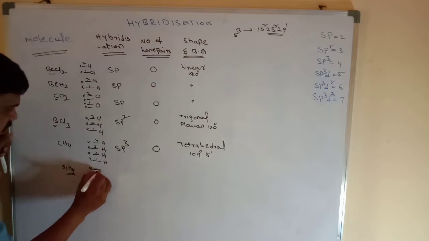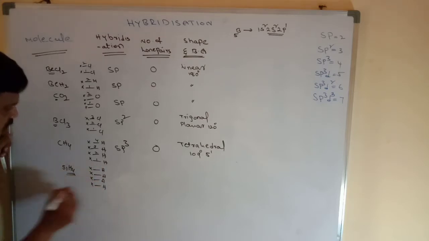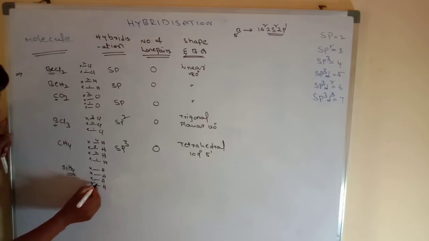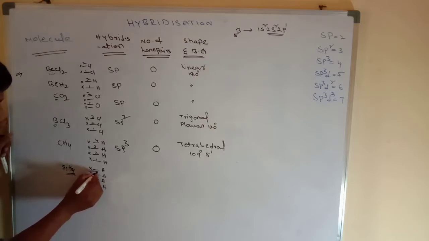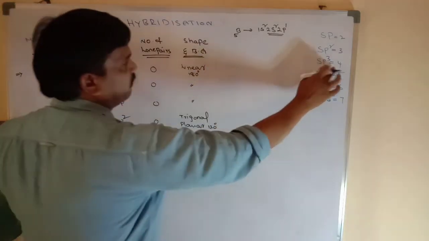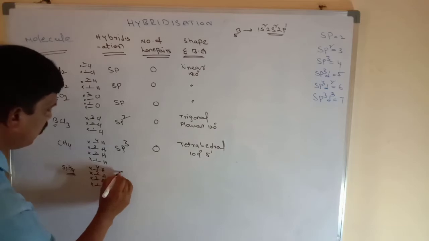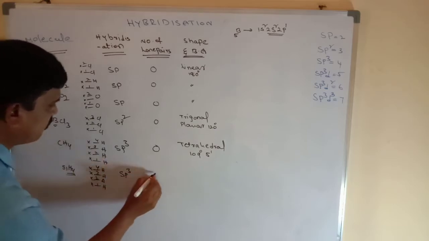So how many hydrogens are there? 4 hydrogens are there. So give 4 hydrogens, one to each dot, and give numbering from top to bottom: 1, 2, 3, 4. 1, 2, 3, 4 means sum of powers having which hybridization? sp3 hybridization.